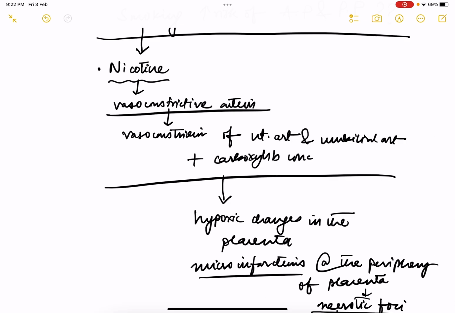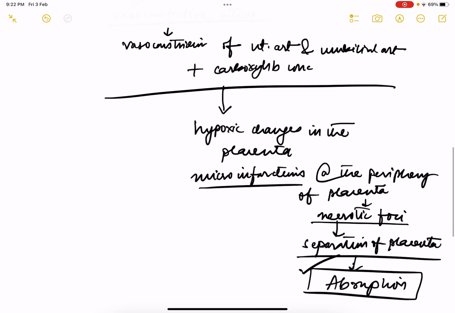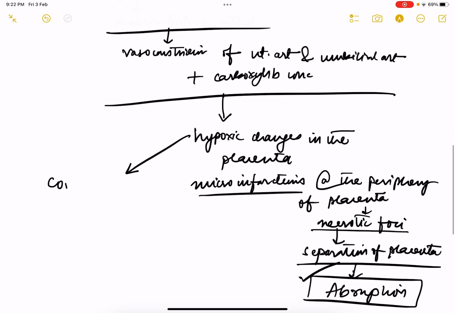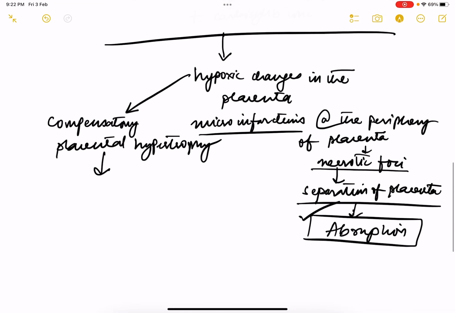Now, how does this lead to placenta previa? So these hypoxic changes cause compensatory placental hypertrophy, and this increases the chances of placenta being situated in the lower uterine segment. Because the surface area of the placenta is increased, this increases the chances of placenta to be situated in the lower uterine segment covering the internal os. So this leads to placenta previa.